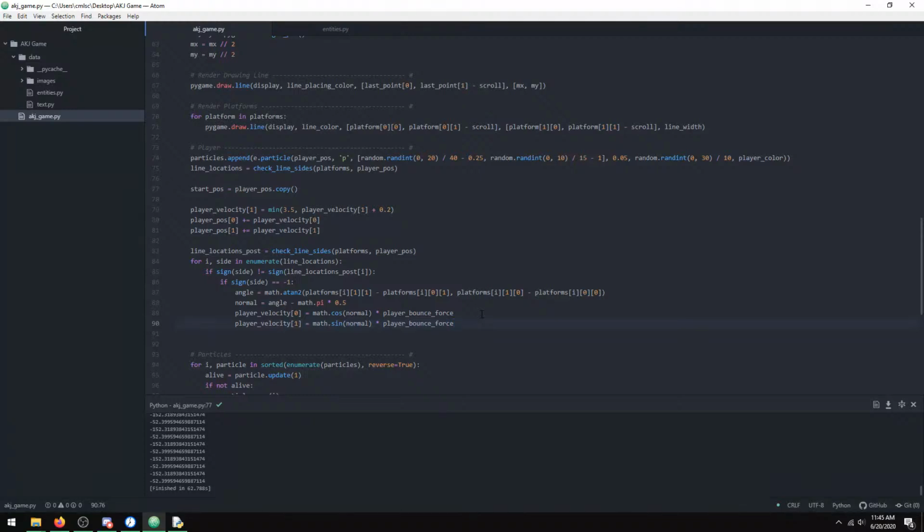What is this game jam game? It's going to be Doodle Jump, but special.